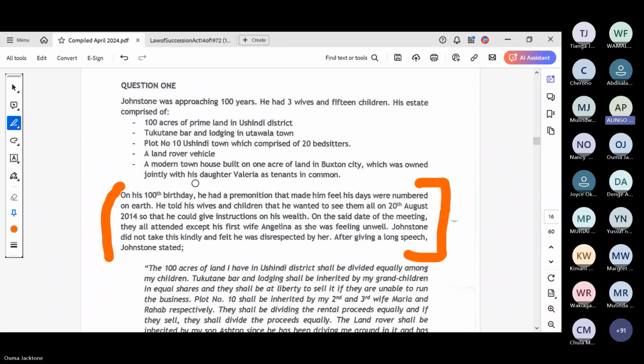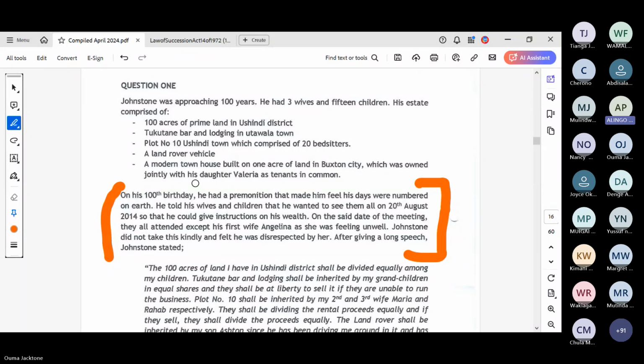So it means that the application, the schedule of distribution, will be attached to the application for confirmation of the temporary grant. And then after that, there will be confirmation of grant, which happens after 6 months of gazettement. After the gazettement, there will be confirmation of grant.